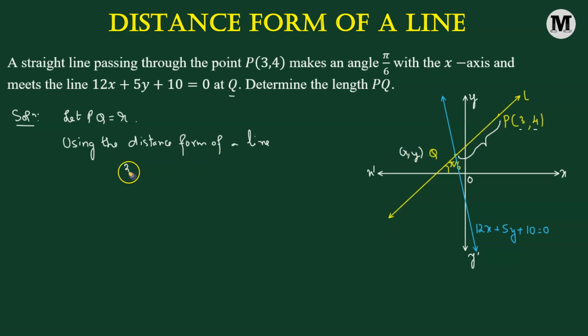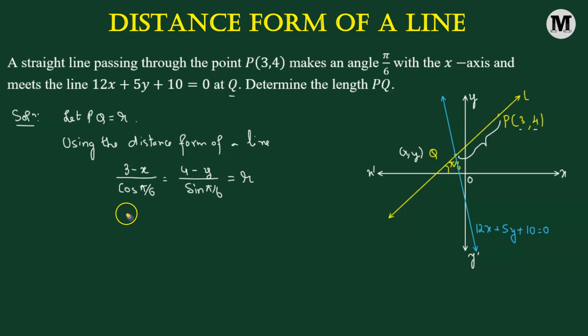So the equation is going to become 3 minus x divided by cosine of the angle that the line L makes with the x-axis, so that's pi over 6 radians, equals the difference of the y coordinates, 4 minus y divided by sine of the angle pi over 6, and this is going to be equal to the distance between the two points P and Q, which is denoted by r.